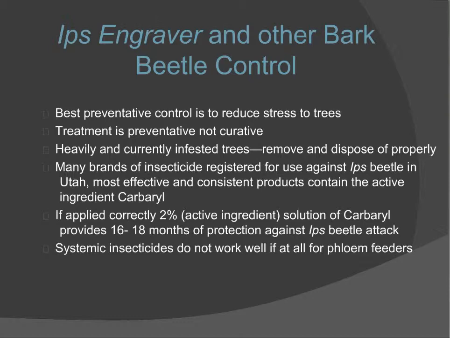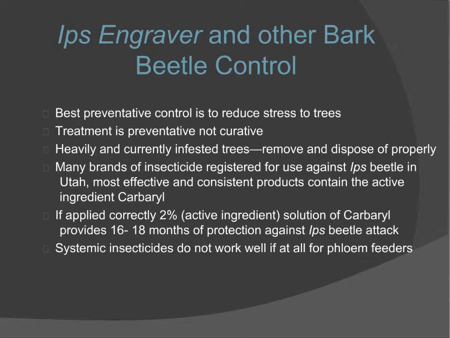Ips and engraver and other bark beetle control. So your best treatment is going to be prevention. So reduce the stress to the trees, because these beetles are really only attracted to trees that are under stress. Treatment is preventative and it's not curative. Once the tree is infested, that part of the tree that is infested is not going to live. So heavily and currently infested trees will need to be removed and disposed of properly, meaning that you either chip it or you take it to where it's at least a mile or so from any species that is susceptible to this beetle.